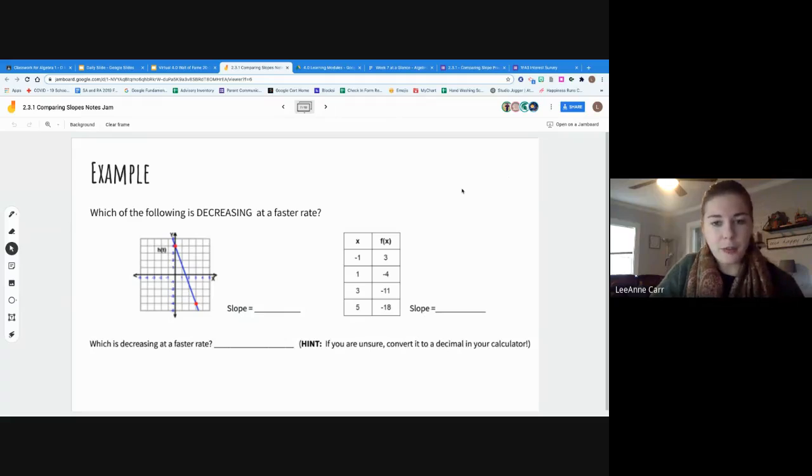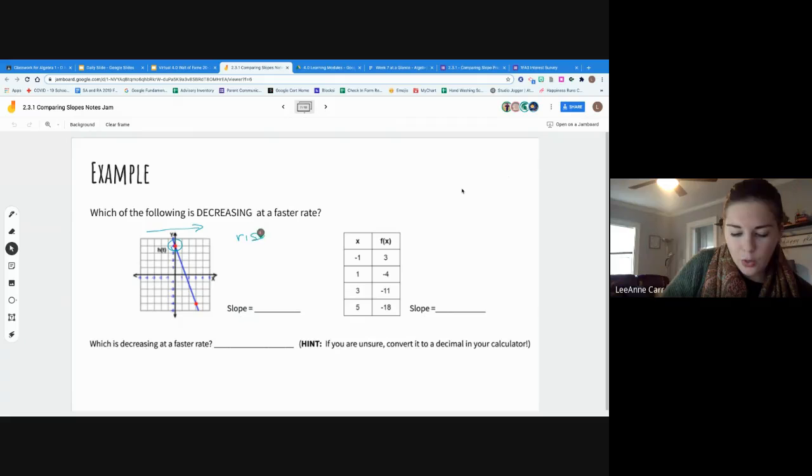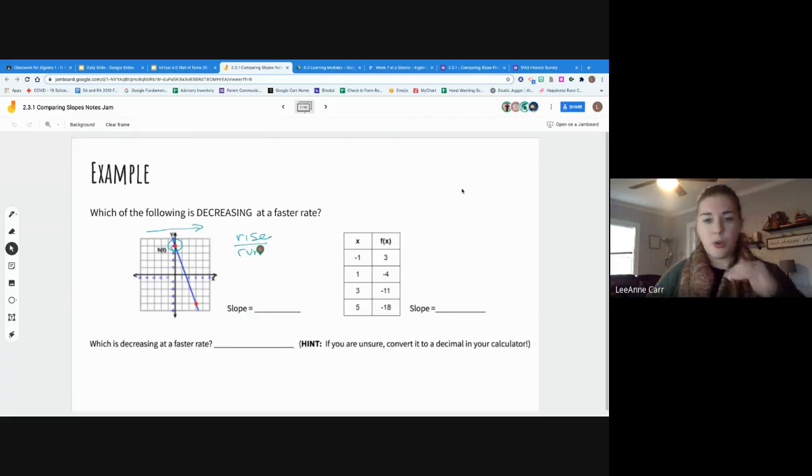For our graph, remember that we read it from left to right. So I'm going to start with my leftmost point, which would be up here. And then I need to figure out how to get to the right point. Now, remember, we got to count our rise over our run. So you're going to count how much you go up or down, and then how much you go left or right. So to go from that left point to the right point, am I going up or down?